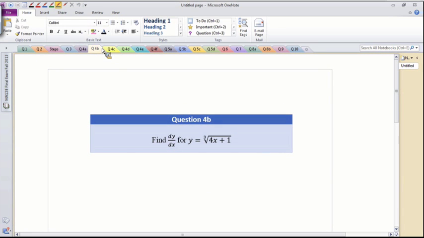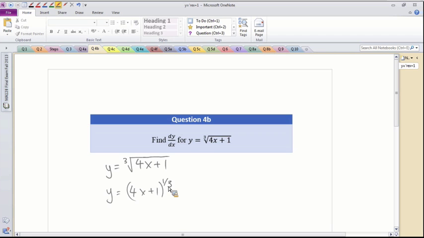Question 4b has a radical, and I know how much everyone loves radicals. But don't get so intimidated. Question 4b is not too different from question 4a. We can make it look like question 4a. The one rule that you'll have to remember is that every radical can be expressed as a fractional exponent. So the cube root of 4x plus 1, we can say this is (4x + 1) to the 1/3. Any questions on how I got that?